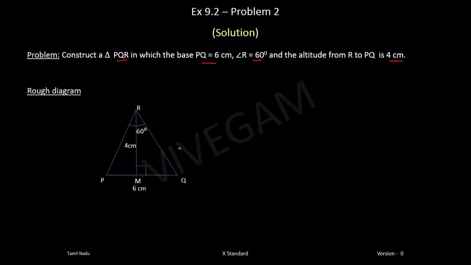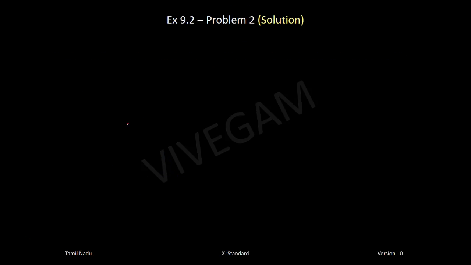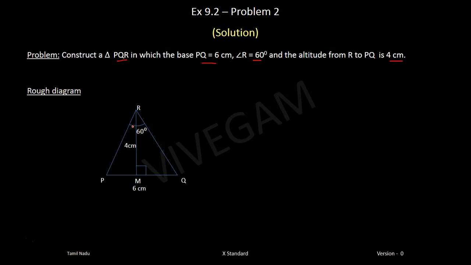Okay. So this is our base PQ, which is 6 cm, and you take another point R, join PR and QR, and the angle R, or angle PRQ, is 60 degrees. And another condition they give is that the altitude of R from PQ is 4 cm. That is, the perpendicular line from R to PQ is 4 cm long.